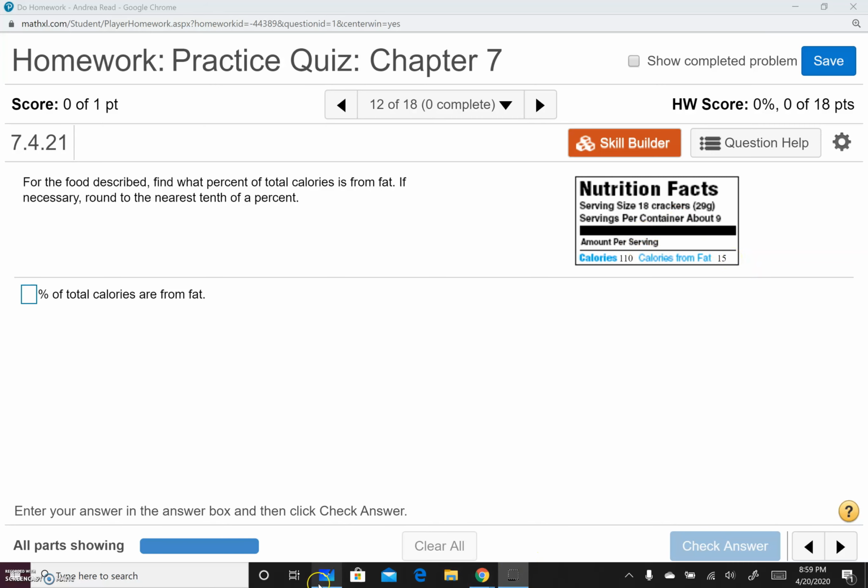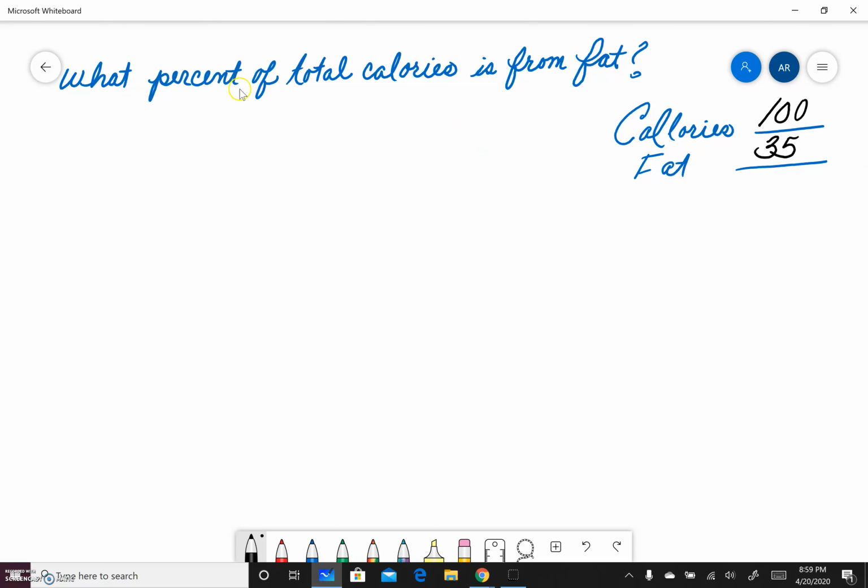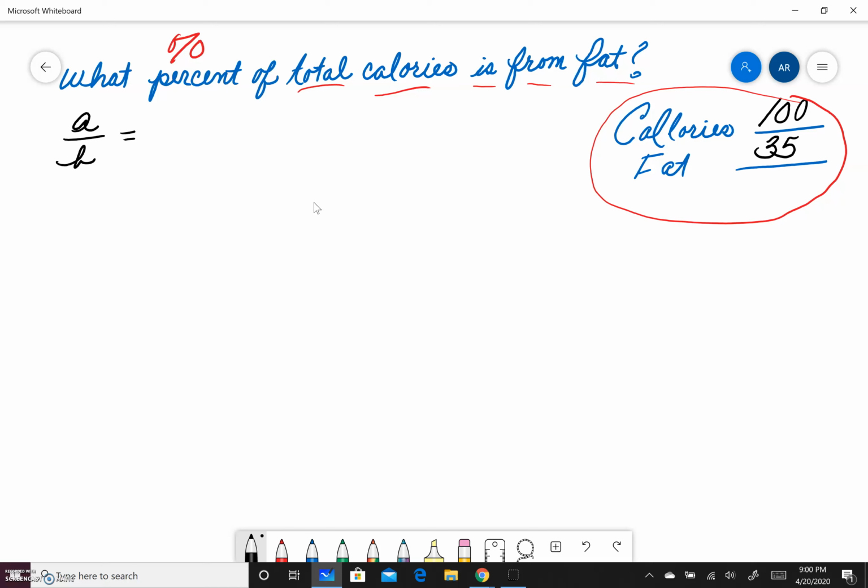So let's go over to the whiteboard. And I wrote it out. So what percent? So remember, this right here is what percent of total calories is from fat. And then here we go. We have our calories and our fat. So how do we write this out? Well, we're going to use a proportion equation. So remember that equation is set up like this. We have A over B equals P over 100.